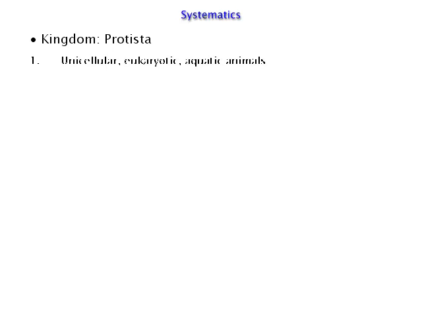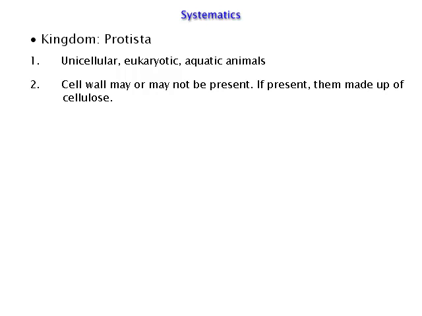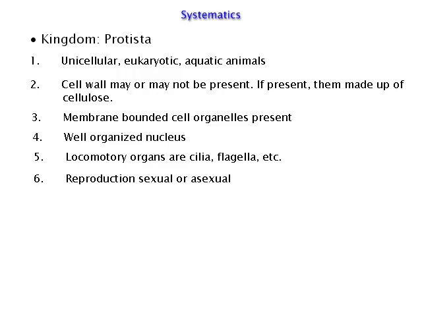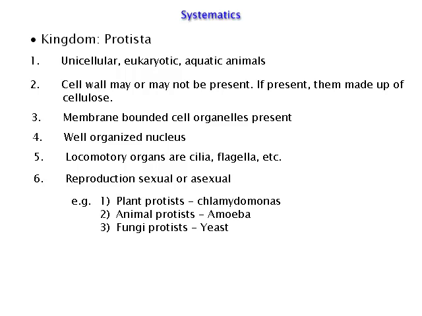Kingdom Protista. Unicellular, eukaryotic, aquatic animals. Cell wall may be or may not be present. If present, then it is made up of cellulose. Membrane-bounded cell organelles present. Well-organized nucleus. Locomotory organs are cilia, flagella, etc. Reproduction sexual or asexual. For example, plant protists, Chlamydomonas. Animal protists, amoeba. Fungal protists, yeast.